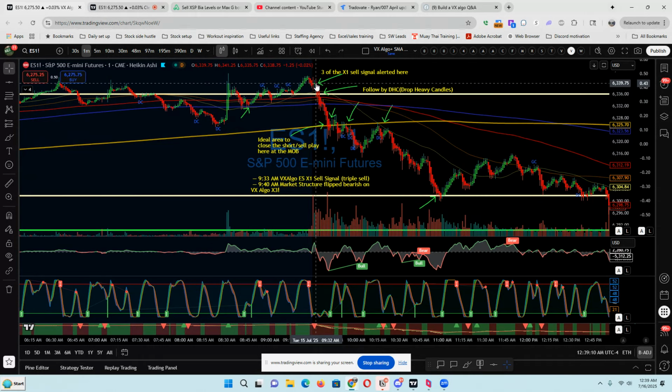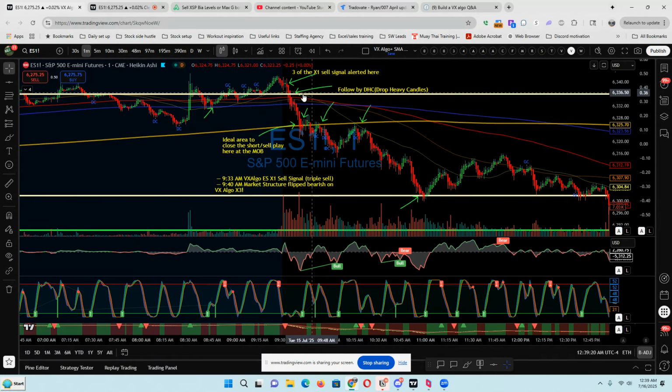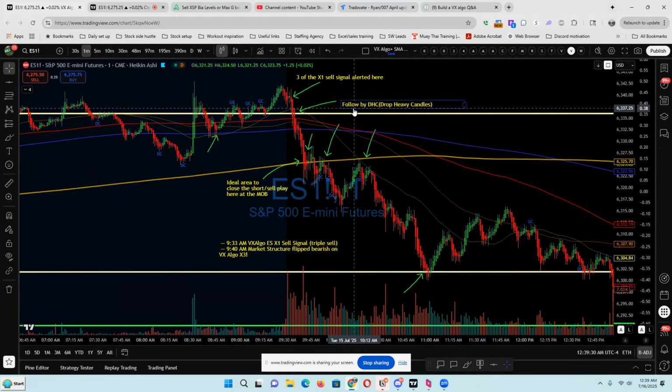So over here around 9:31 to 9:33, we got the X1 sell signals. And once you saw that signal, you want to take a quick look at the chart, see what's going on. And you can see over here, we have this yellow line, and that's our first line of support, a moving average. That got broken through with a heavy sell candle. So that's a DHC, a drop heavy candle.